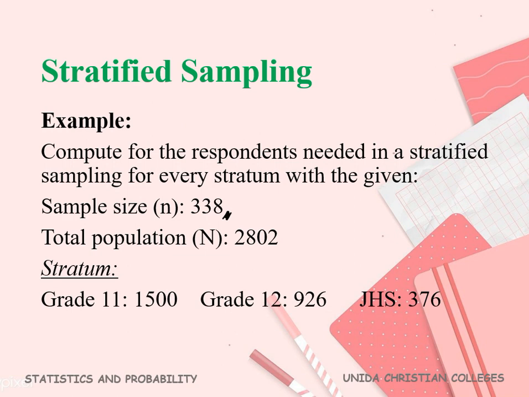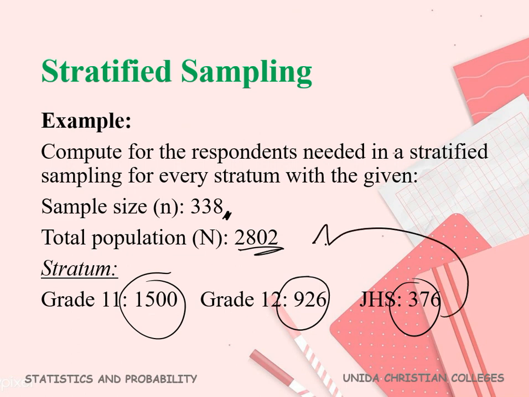338. And of course, we have here the total number of population, 2,802, which is the result when you add the population of each stratum. So, 1,500 plus 926 plus 376 equals 2,802, which will be your total population. Now, what you will do is find out how many respondents you will get from grade 11, from grade 12, and from junior high school.